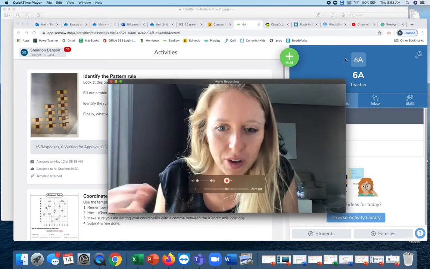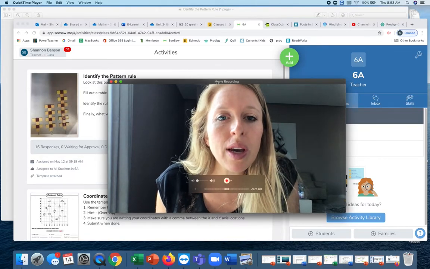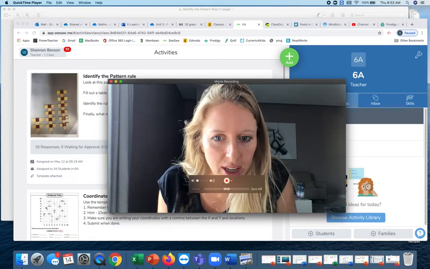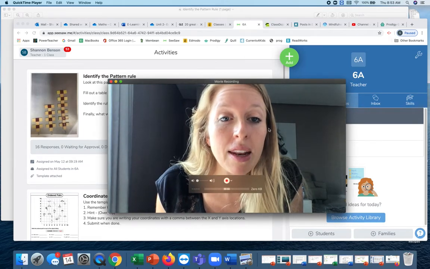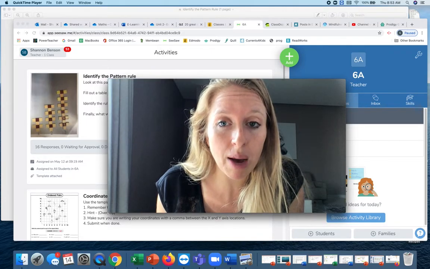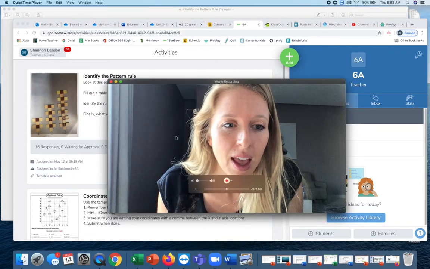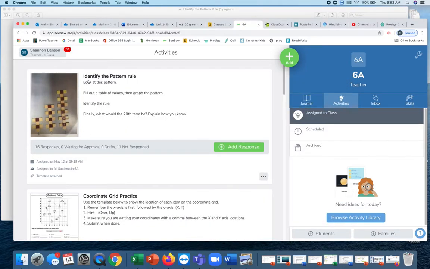For math today, three things that we're gonna go over. Number one is the SeeSaw task. Number two is Prodigy, and I'm not really gonna go over Prodigy too much, I'm just gonna talk about it. And then number three is our Show What You Know, which is coming up next week.